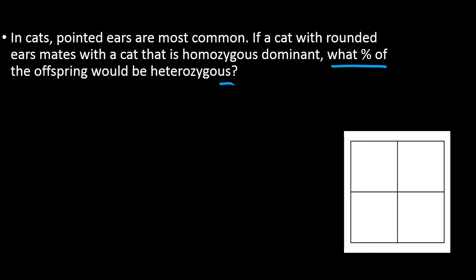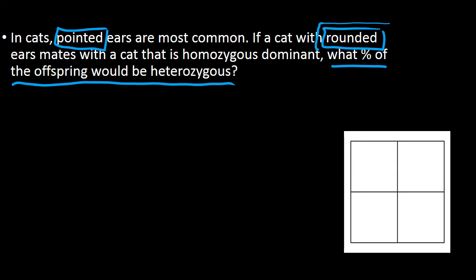Alrighty, first thing I do again is I underline my question. I'm going to box my traits. I'm going to box in what my parents are. The first parent is round. The second parent is homozygous dominant.